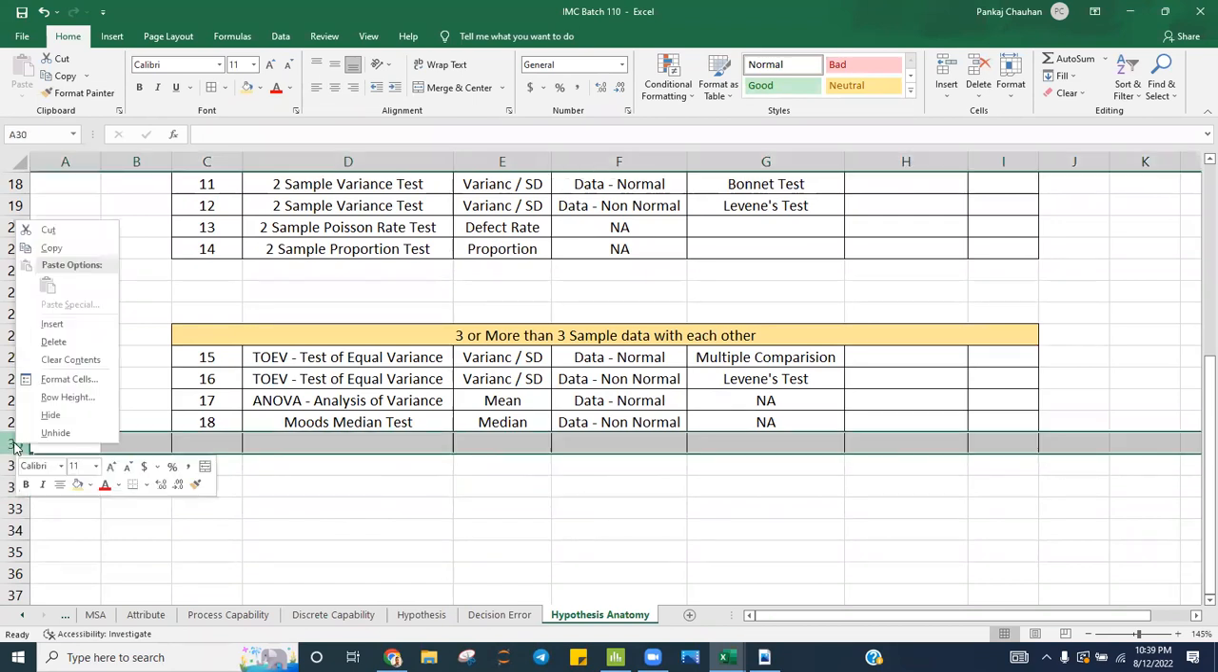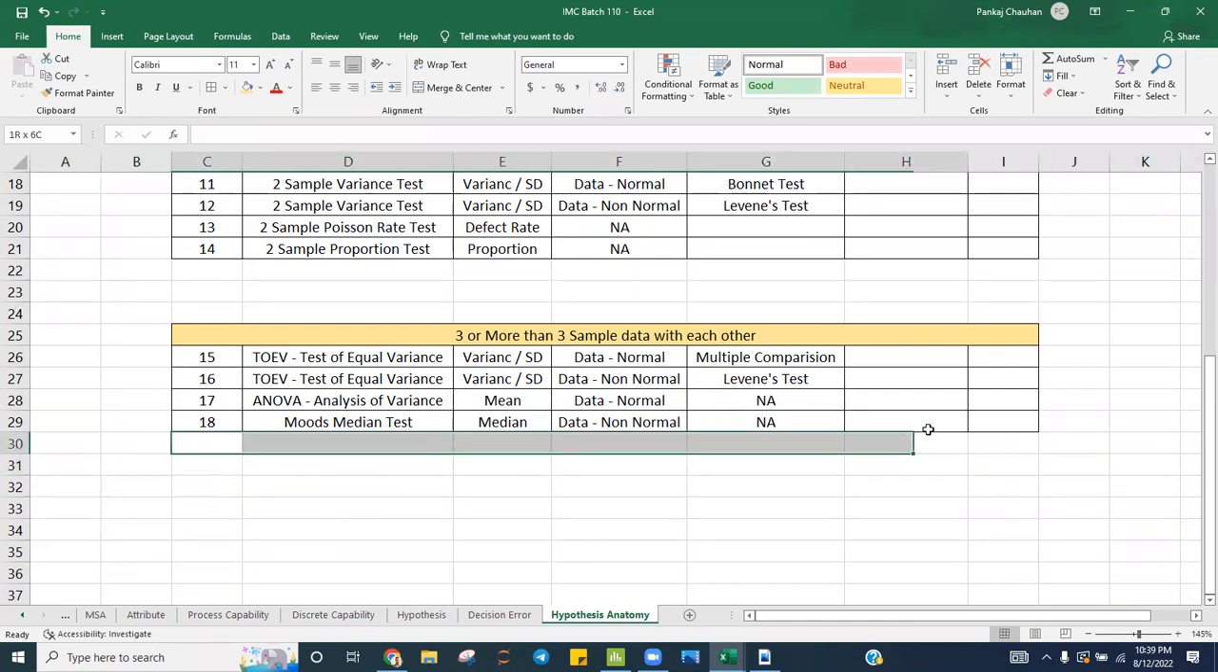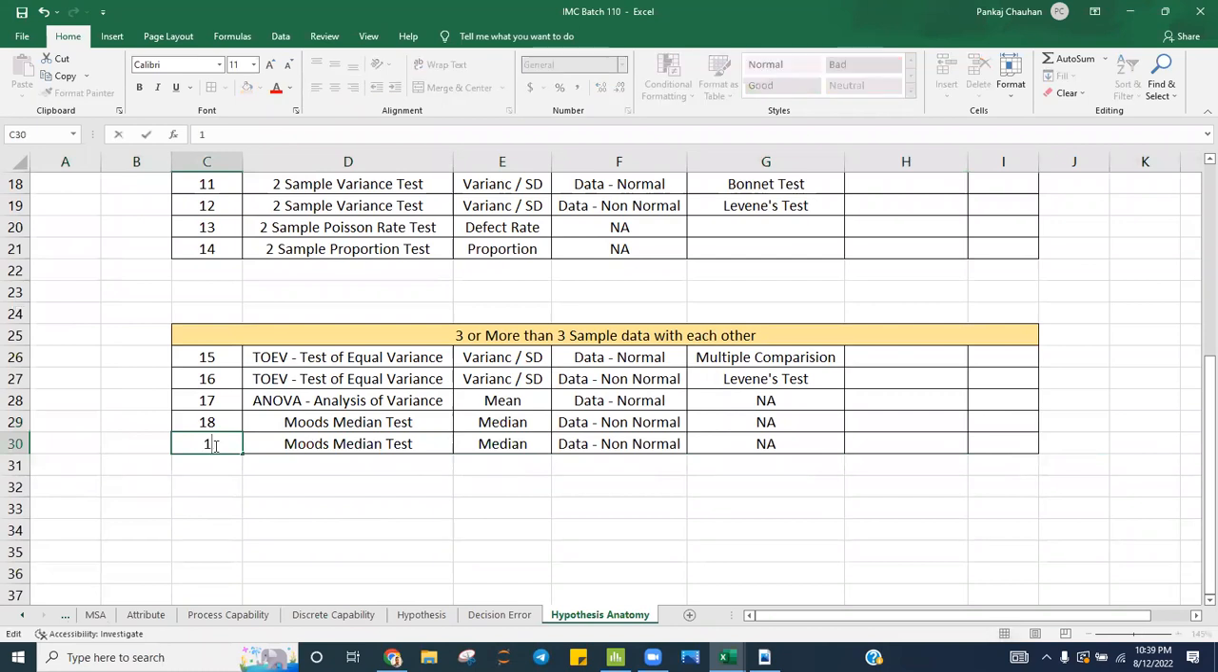Any question here? Hello. Yes, please. In a practical scenario, we have to identify all these parameters before performing the test. Yes.